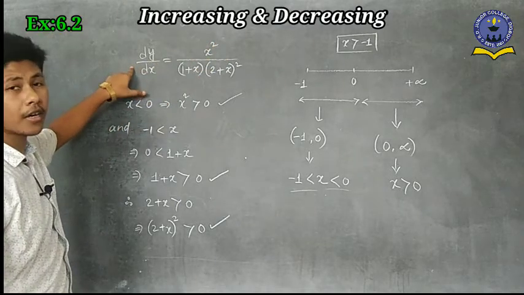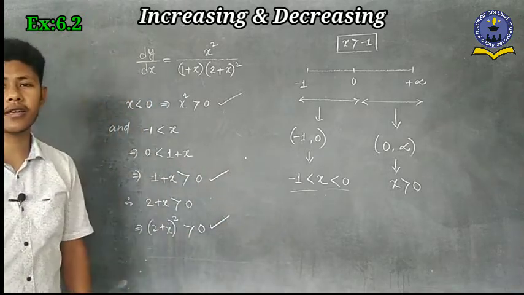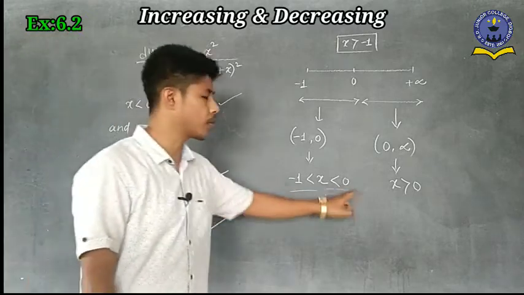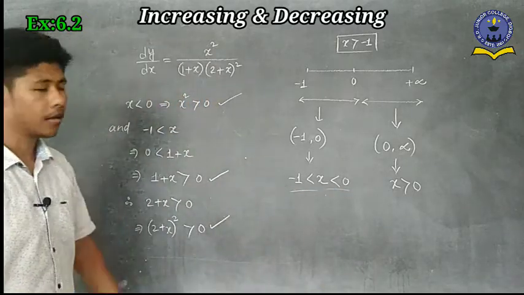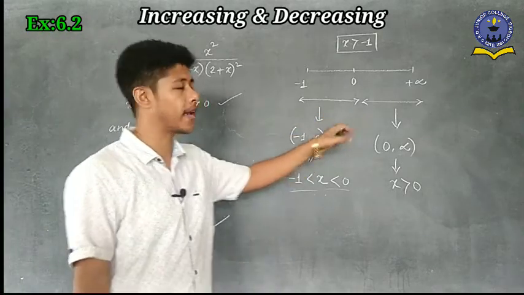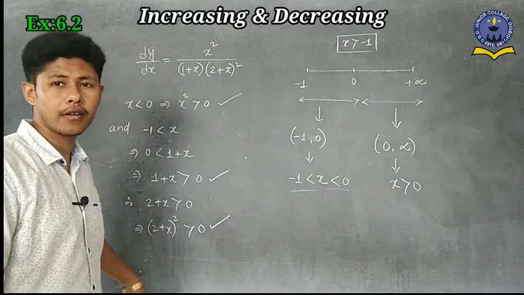dy/dx value is greater than 0. If dy/dx is greater than 0, then what can we say? It is strictly increasing on -1 to 0. Is it clear? So this is another method here, or you can directly put a point and find it out. So finally, you have to write down the conclusion here.